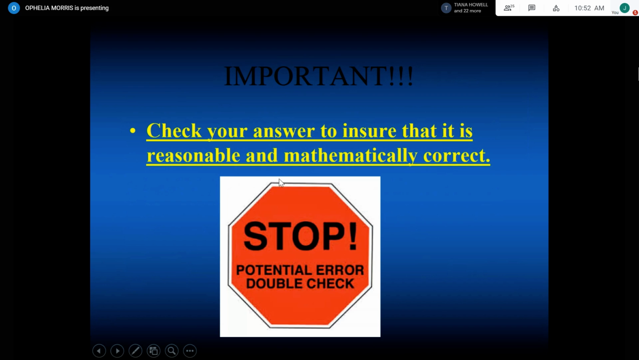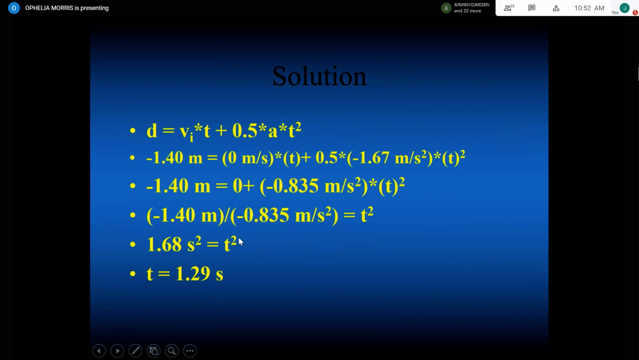In physics, please double check your answers because you might have had a potential error. So that question that we just did, remember they asked you for T and the formula solved for T squared. If you go back to that question and you stopped here, you would have given me 1.68 seconds squared. But this number is for T squared. I wanted T. Everybody see that? So you have to double check your answers.